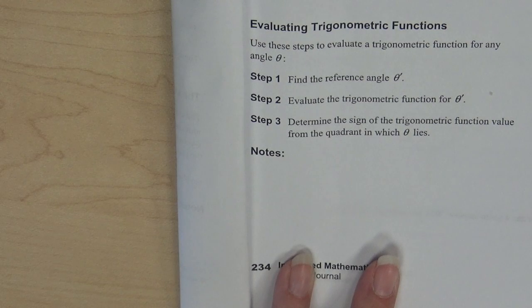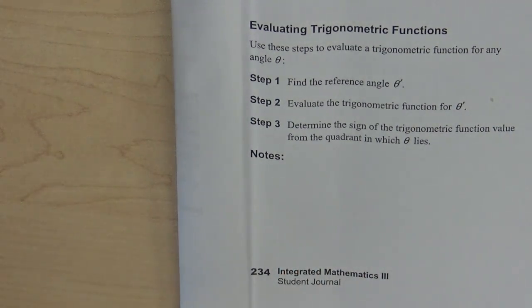So, for the most part, finding, say, sine of 274, or let's say sine of 280, it's the same thing as finding the sine of the reference angle. So the reference angles are super important. They're very helpful.